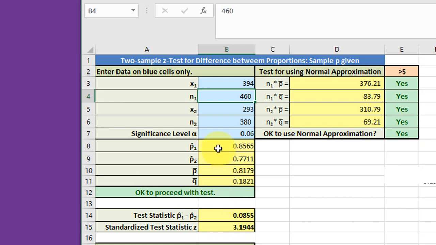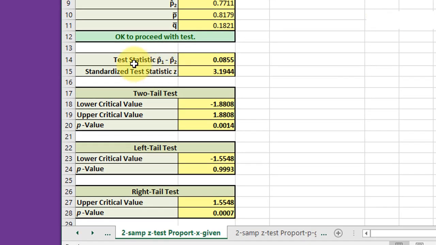The calculator gives us our sample proportions, p hat 1 and p hat 2, and also our estimates of the population proportions, p and 1 minus p, q, which you need to solve this. It gives us a test statistic of the difference in the sample proportions of 0.855, standardizes that test statistic to 3.194.